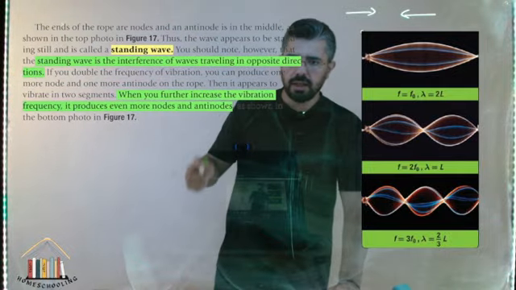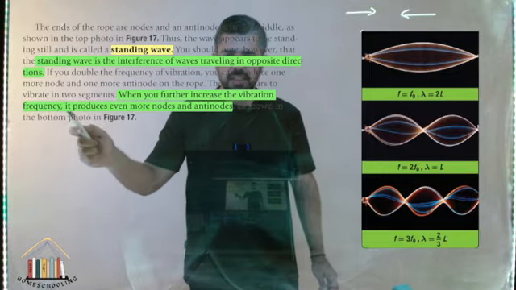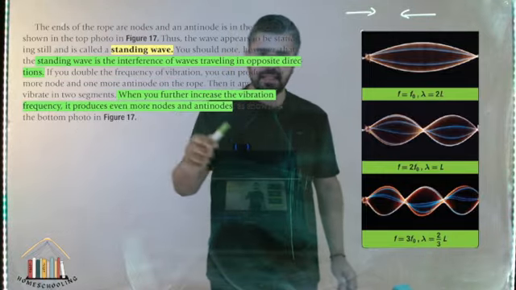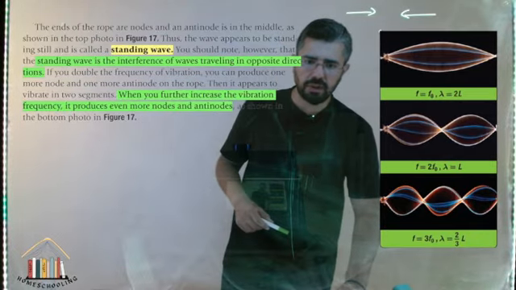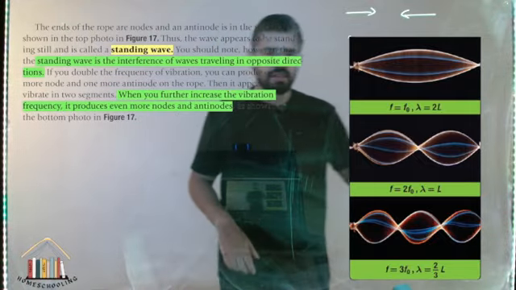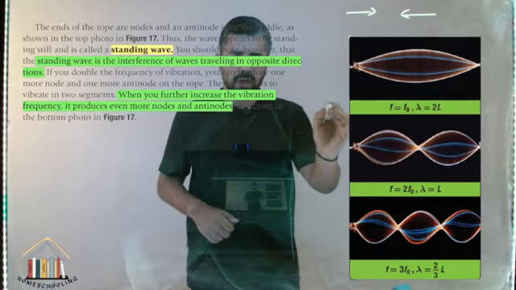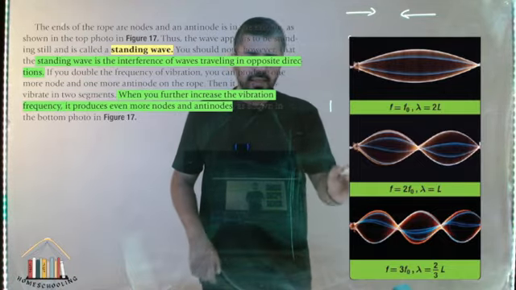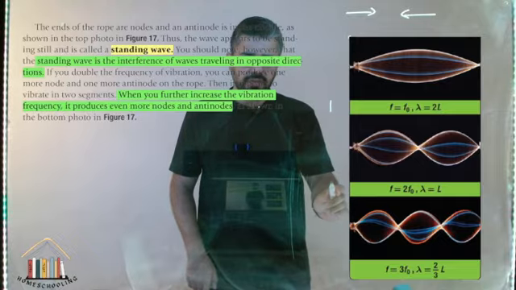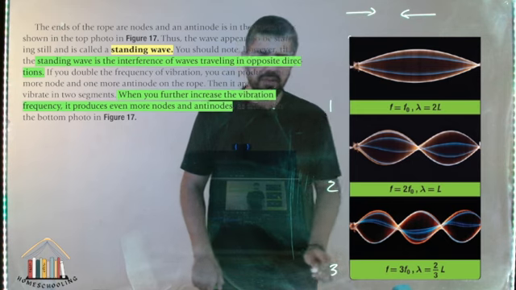Okay, so let's read this. When you further increase the vibration frequency, it produces even more nodes and antinodes. So let's look at this graph for now. When talking about the frequency, the first picture has a frequency of, let's say, 1. The second picture has a frequency of 2. The third has a frequency of 3.